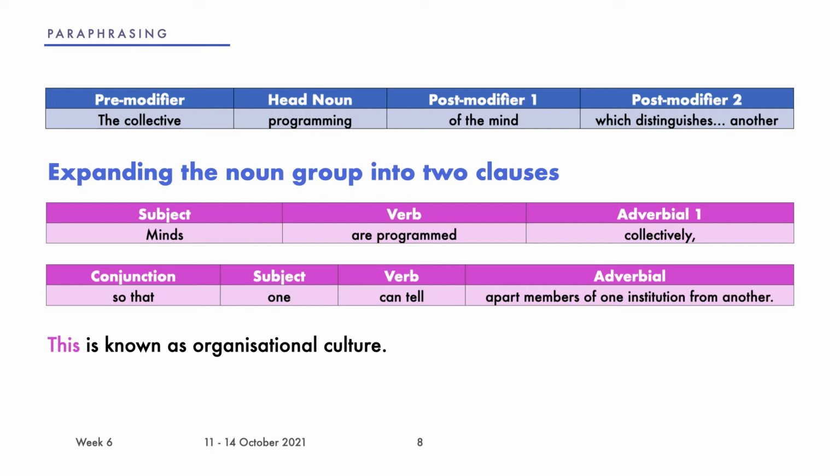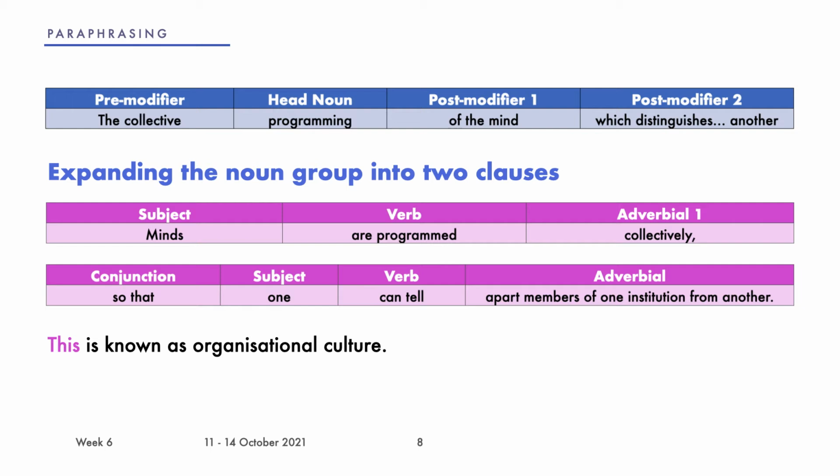Here we have the noun group, the collective programming of the mind, which distinguishes, and so on and so forth. And you may want to expand the noun group into two clauses, mainly because we have an embedded relative clause as post-modifier 2, modifying the whole noun phrase preceding that. Okay, so in my case, I would put it into something like minds are programmed collectively so that one can tell apart members of one institution from another.